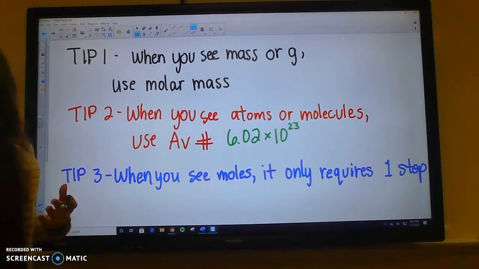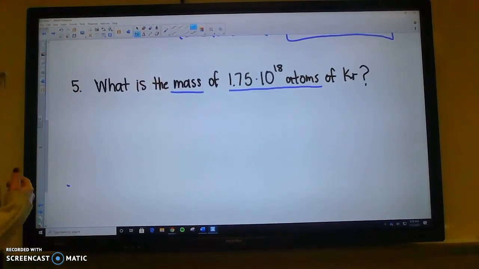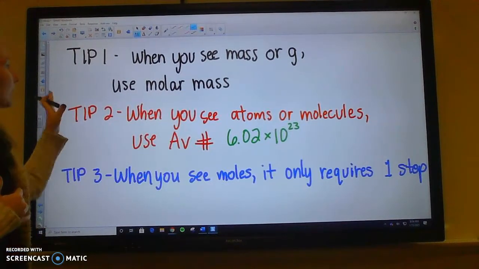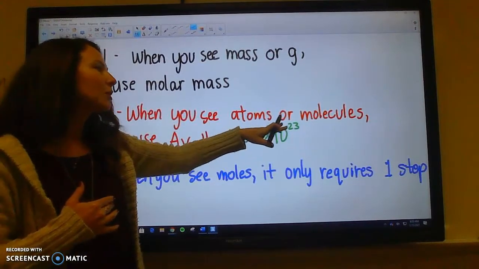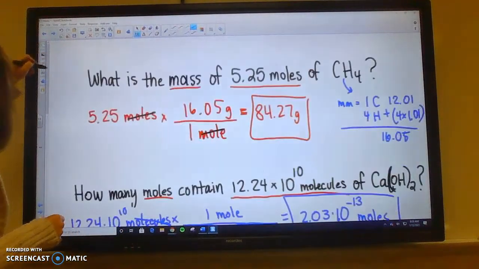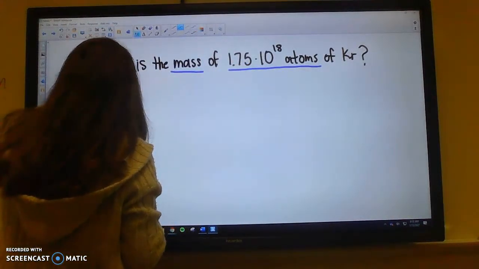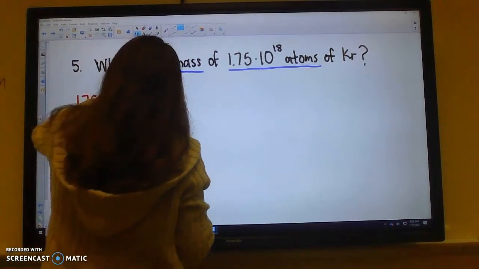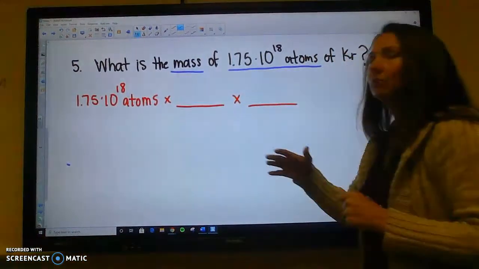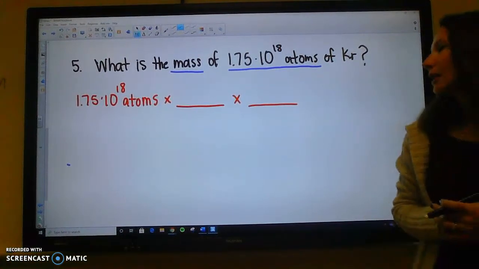So, all right, what do we do first? The number of atoms was given in the problem, so we zone in on that first, and that's going to drive our first step. If you look at the second tip, it says when you see atoms or molecules, you're going to use Avogadro's number. So that's what will go in our first conversion. Let's copy this down, 1.75 times 10 to the 18th atoms. We know we're going to need 2 conversions, so I would just go ahead and set up 2 conversions and then fill in what they are in just a moment.